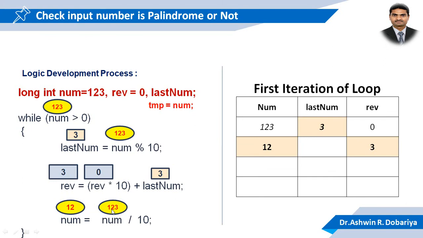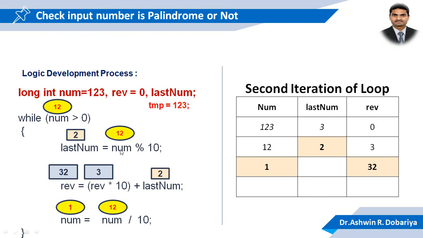Right now the number is 123, divided by 10, so it becomes 12.3. Here the number is an integer and 10 is an integer, so it will not return 12.3; instead it will ignore the 0.3 and only return 12. So now the latest value of number is 12. Again the loop will continue and check: is 12 greater than 0? Yes.